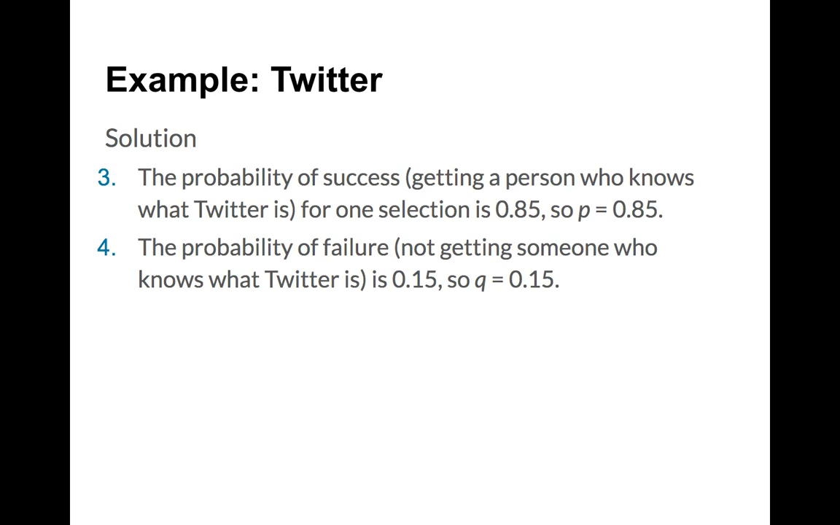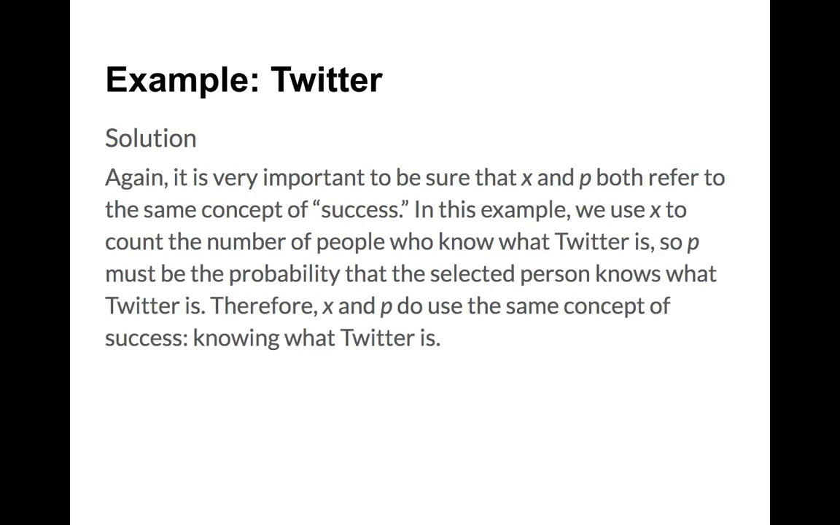Now, this is what we're talking about when we're talking about mixing things up, right? We don't want to accidentally use 0.85 for the probability of failure when it's actually the probability of success. So we have to make sure that we are keeping that straight. It's very important to make sure that we do that.